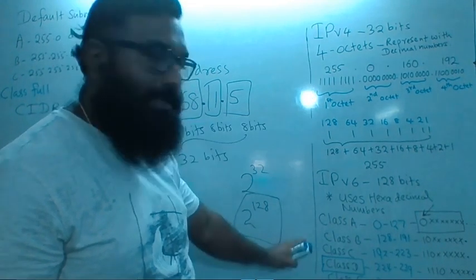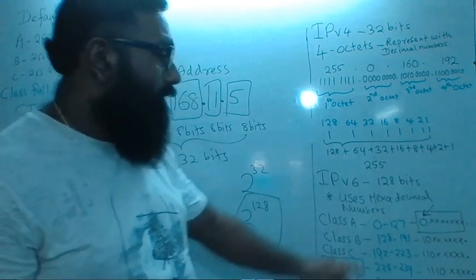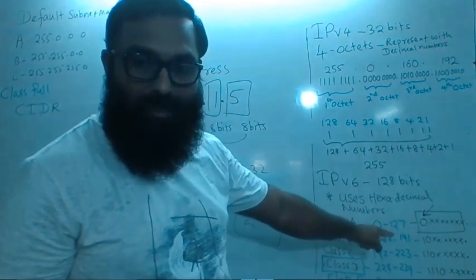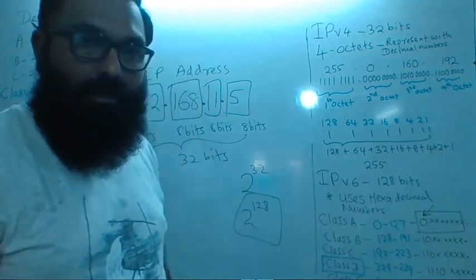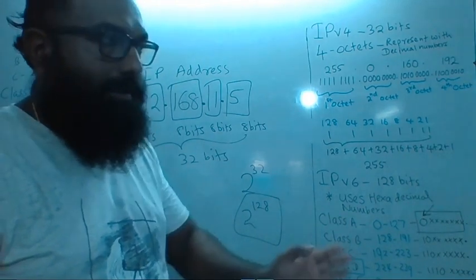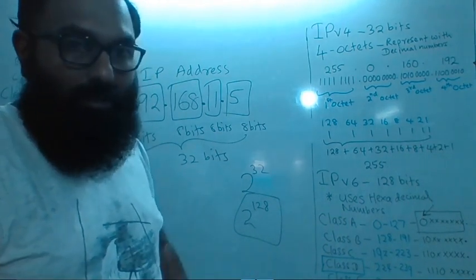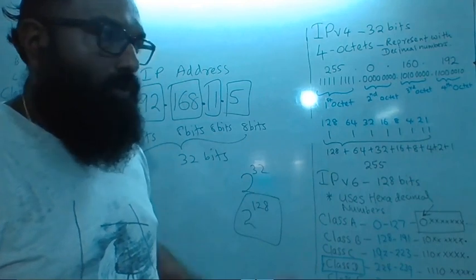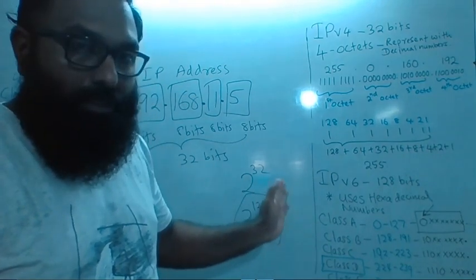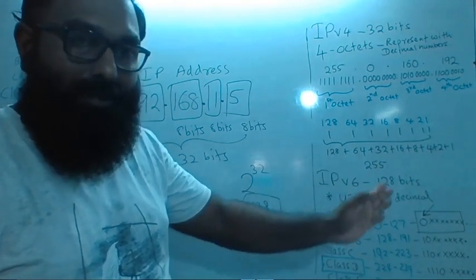Now take class A. That means from 0 to 127 represent class A addresses. 127 we are not going to take; later we will discuss why. So from 0 to 127 we have class A.